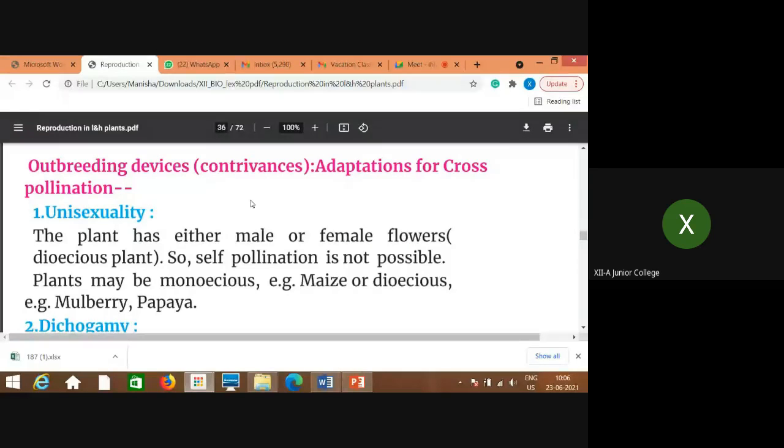Autogamy, geitonogamy, and xenogamy. We discussed all the agents of cross-pollination, biotic and abiotic agents.